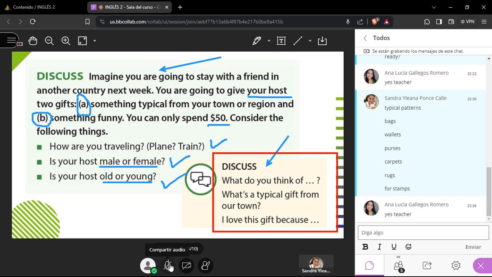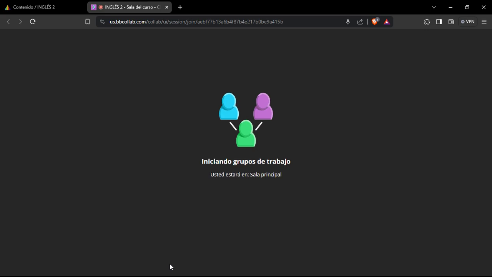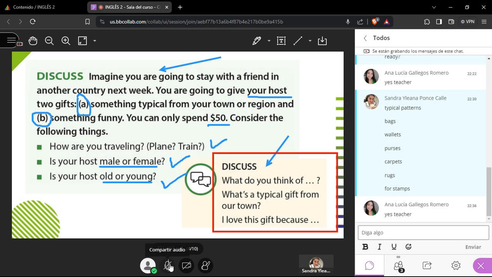Okay? How much time? I am going to give you 8 minutes. I'm going to give you 8 minutes to do the activity. Discuss, decide on the gifts, and take notes. And be ready to present. That's right. Be ready to present, to talk about your gifts. Okay? Be ready for it. 8 minutes in the breakout rooms. All right, Anne and Brian, you can start.